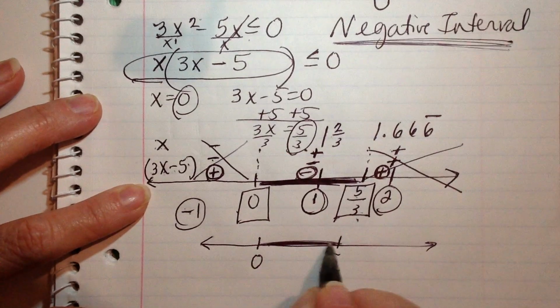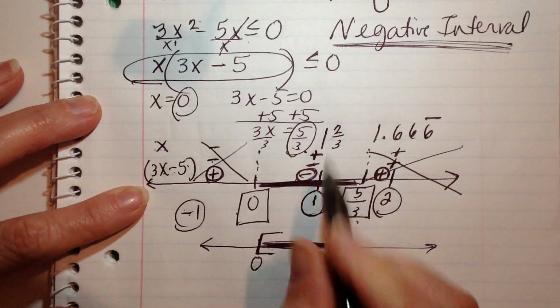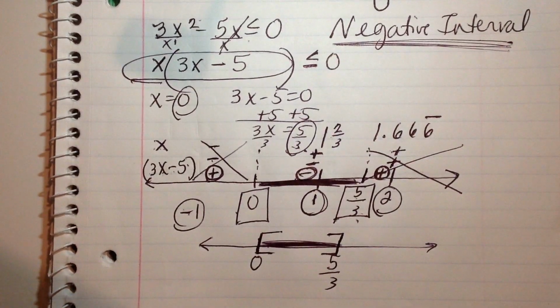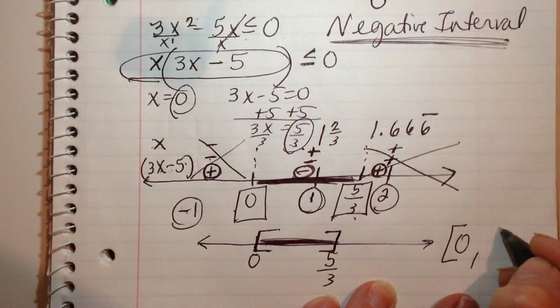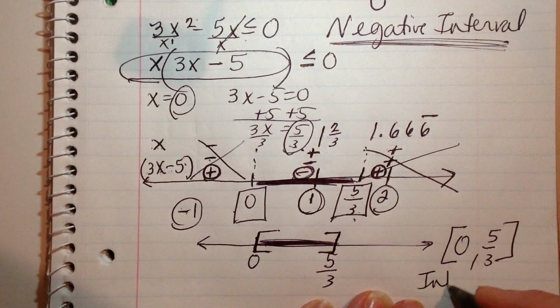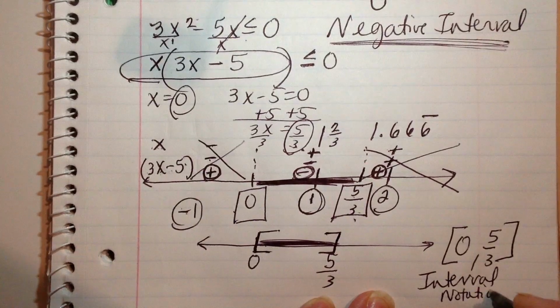We'll shade everything in between. I will use a bracket because my original problem does have the equal to. If it was just plain old less than, we would use parentheses. For interval notation, your answer would be 0 to 5/3, with brackets. That would be your interval notation answer if you were asked to write it in interval notation.